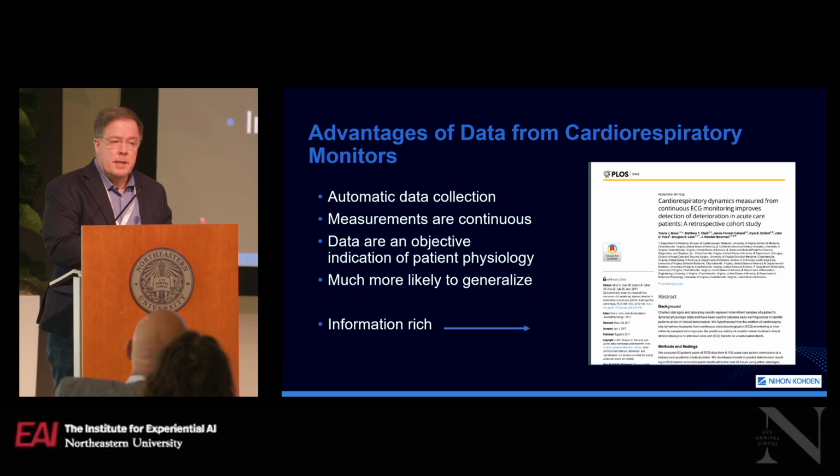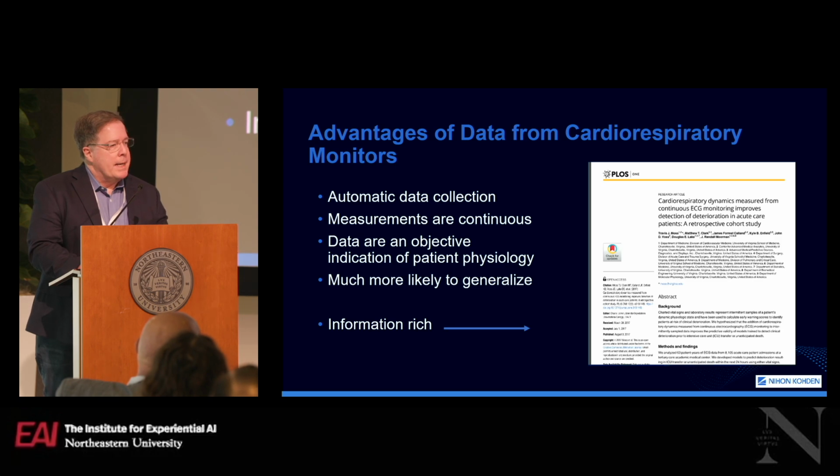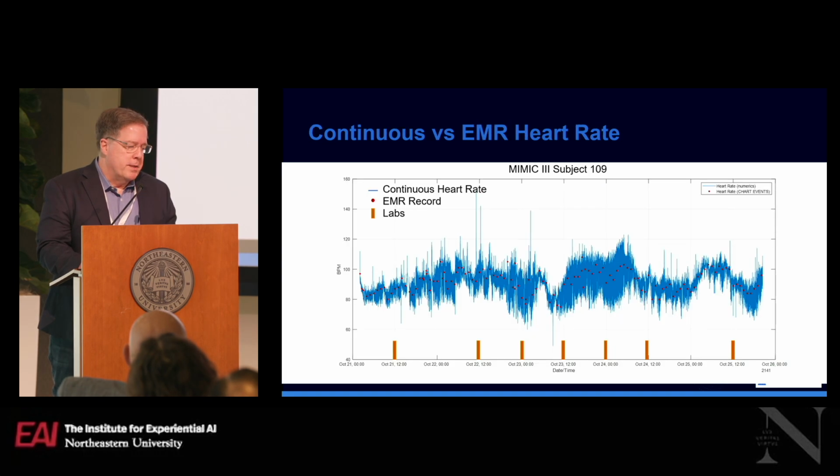Well, unless patient physiology changes or we go from one patient population to another, the bias in a model developed on this type of data tends to be relatively low. And this data is also information rich.